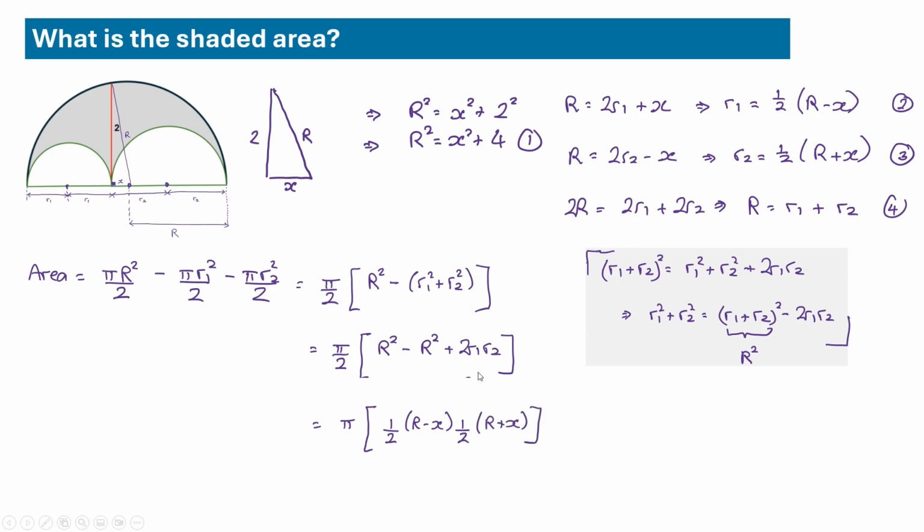So if I take equation 2 and equation 3 and substitute them in, I'm going to get pi times a half r minus x times a half r plus x. And of course, a half times a half is a quarter, and r minus x times r plus x, well, I know how to do this. I can just use difference of two squares, and that's going to give me pi over 4, r squared minus x squared, which from equation 1, I know is going to be 4. So in other words, I've got pi over 4 times 4, and that is just going to give me pi.